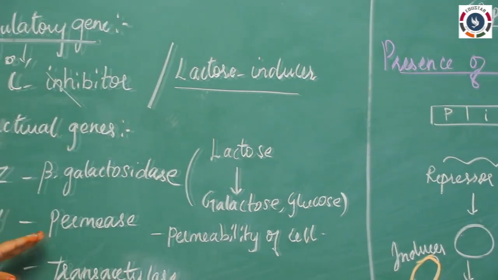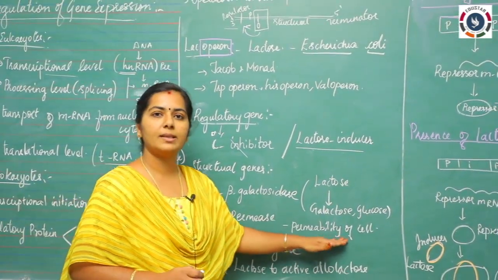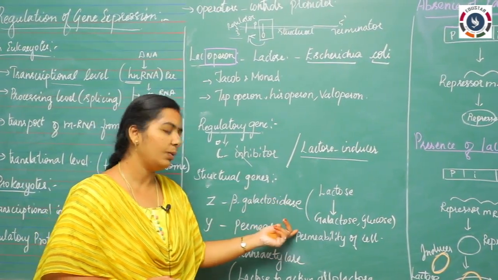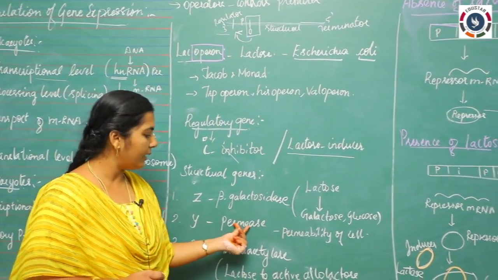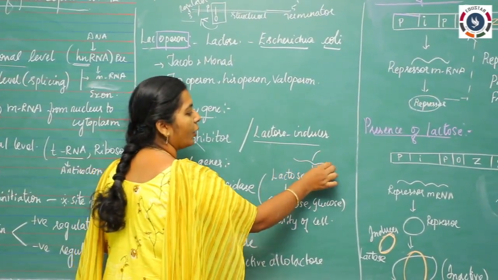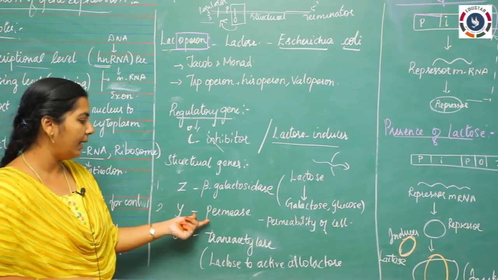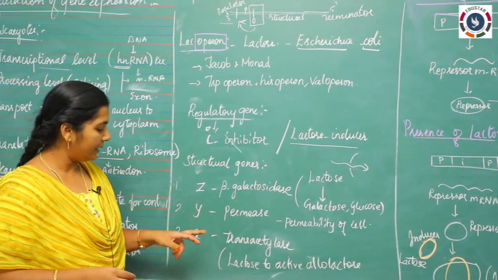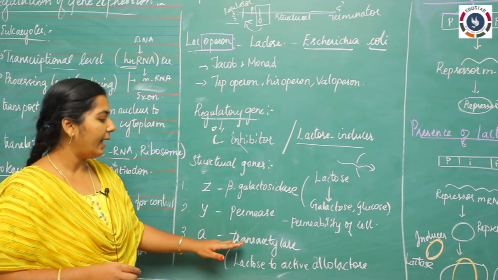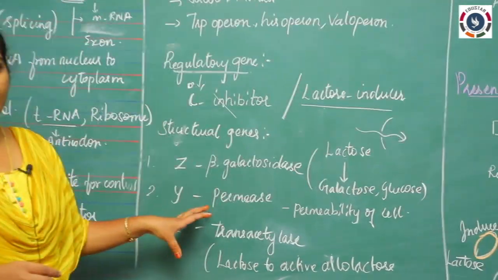The next one is permease. The role of permease is to affect the permeability of the cell, so it will allow lactose molecules to enter into the cell. This permease makes a pore in the cell wall and our lactose molecules get allowed in. So for the entry of lactose, this permease is very useful. The next one, the A gene, codes for the enzyme transacetylase. What is the role of transacetylase?